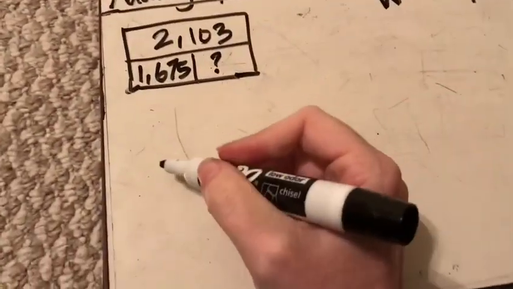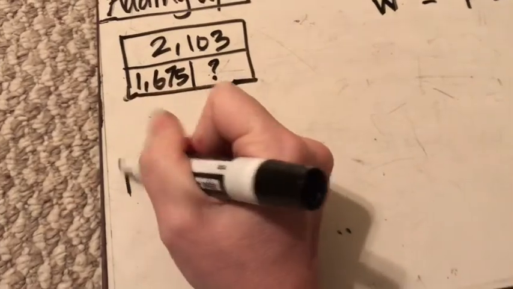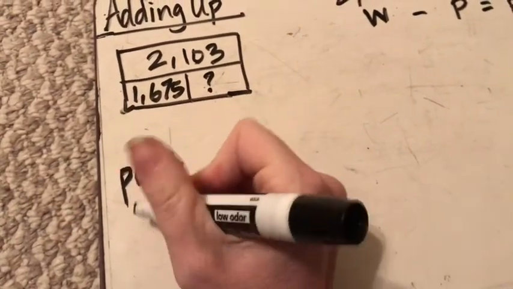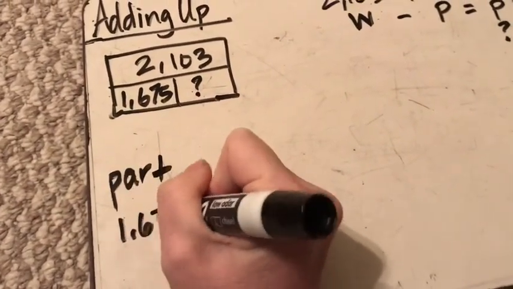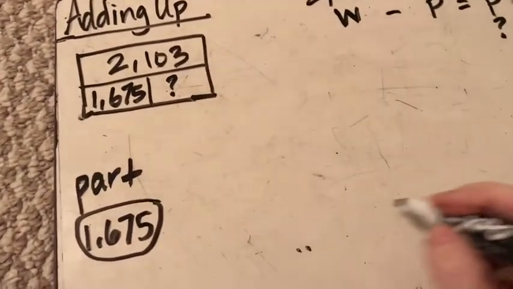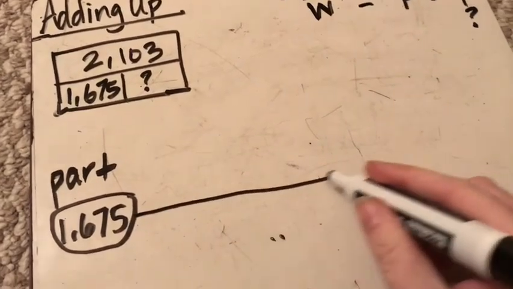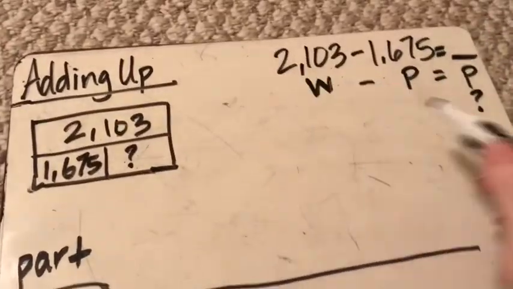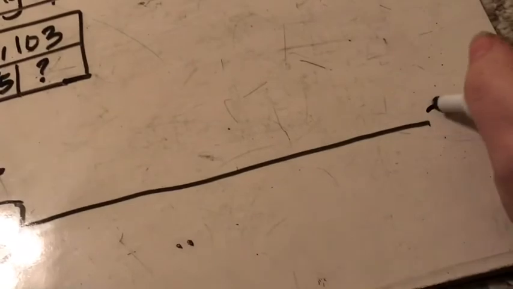But I can start by using an open number line. If I'm starting with the part that I know, that would be 1,675. I can add up in chunks to get to my whole. And my whole is 2,103.